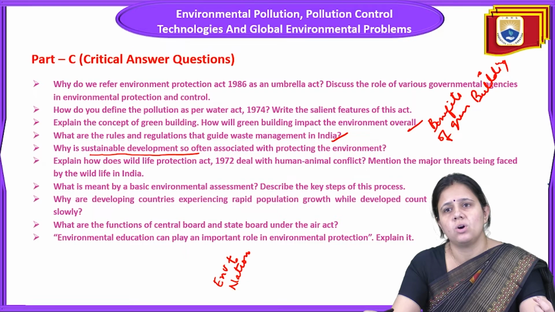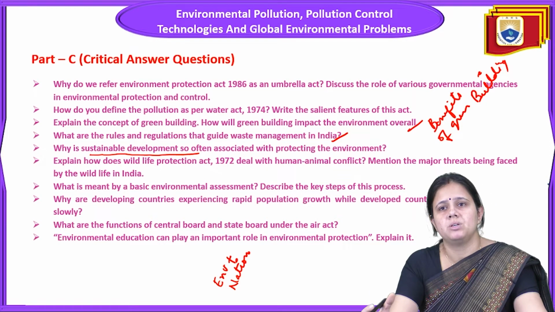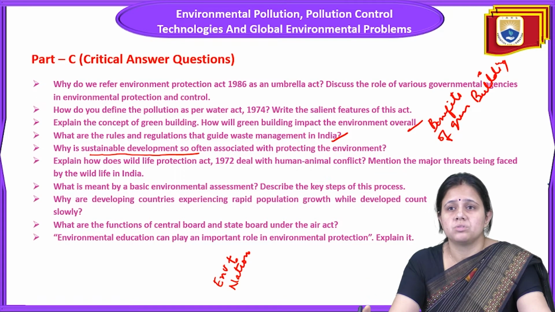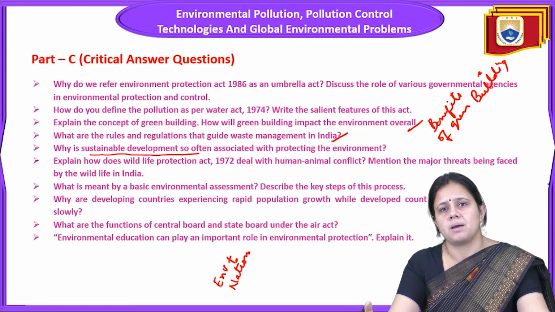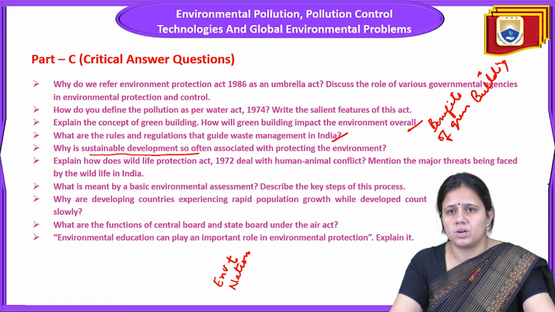Any country can achieve development, but real development is achieved only in terms of sustainable development, meaning without harming natural resources and without creating pollution. This kind of development is called sustainable development. Next: explain how the Wildlife Protection Act 1972 deals with human-animal conflict.